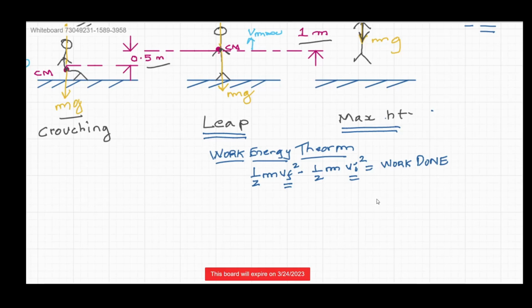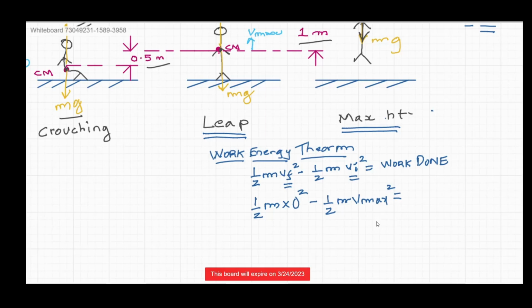The initial is the place where he leaps, and the final is the place where he reaches the maximum height. Let's plug in the values over here. As I told you, the final velocity is 0, since this is the point where he has reached the maximum height, and his initial velocity is v max square, which we are going to find out. We need v max so that we can find the maximum power and the work done.